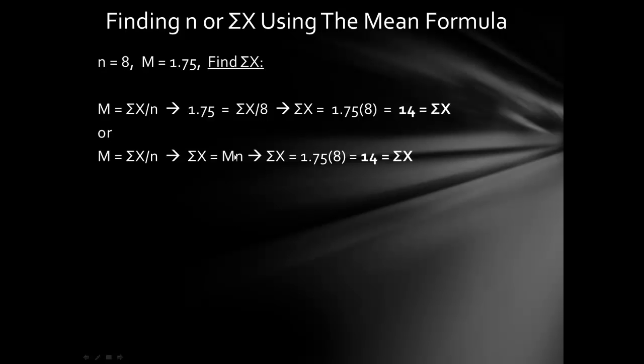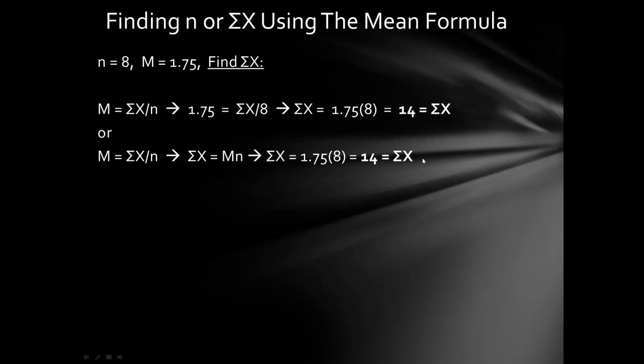This formula is going to be very useful for you when it comes to calculating the weighted mean, which we'll discuss in a little bit. So sum of x equals m times n. So then you can just plug in m and n, and you get the sum of x equals the m, 1.75, the mean, times the sample size, 8, and you still get 14.